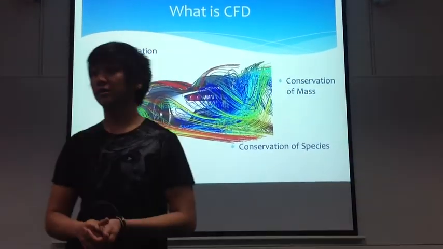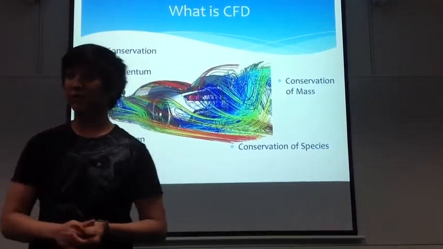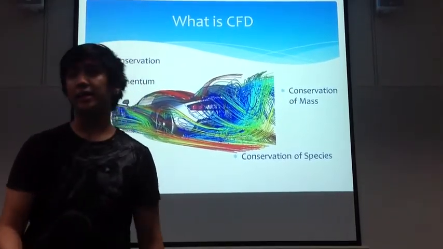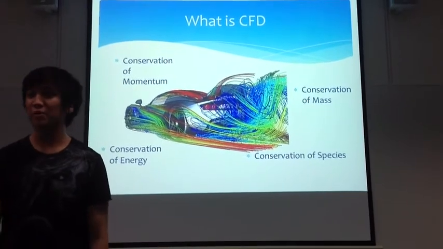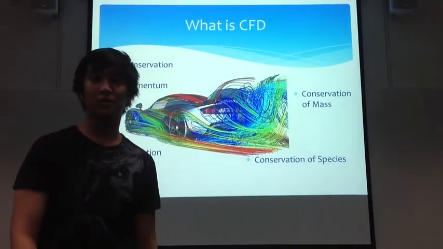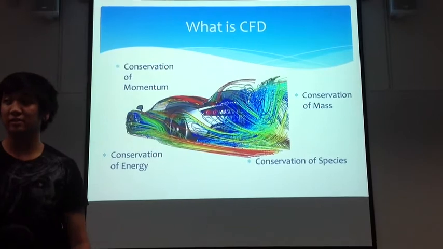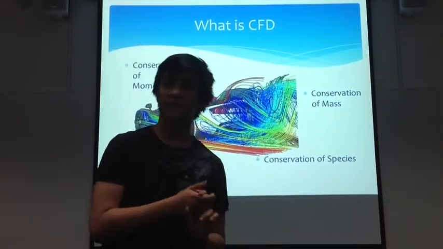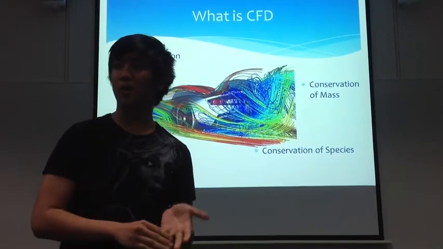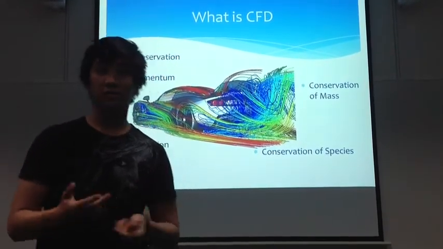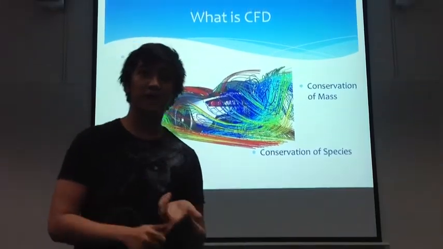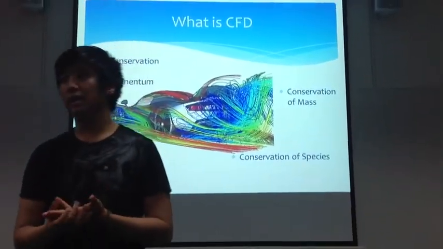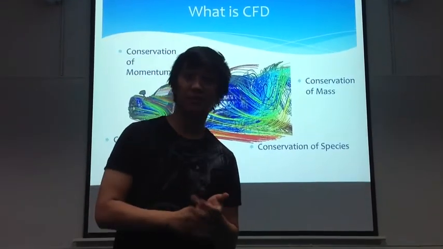What is CFD? CFD stands for Computational Fluid Dynamics, and is a science of predicting fluid flow, heat and mass transfer, chemical reactions, and related phenomena by solving numerically the sets of governing mathematical equations. Fluid mechanics assumes that every fluid obeys the following conservations. We have conservation of mass, conservation of energy, conservation of momentum, and a few more such as conservation of species.